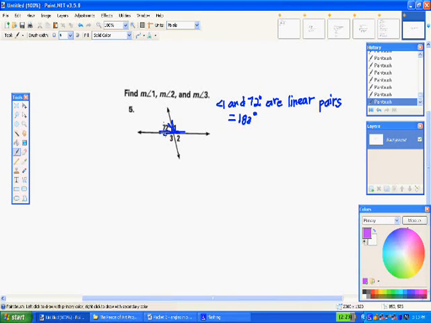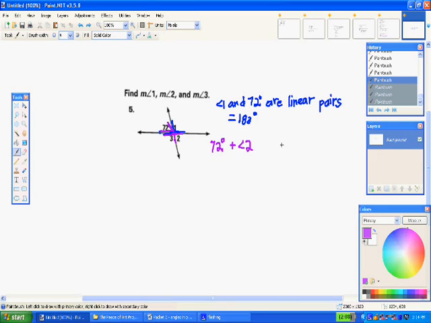Another thing that I notice here is that the 72 degree angle and angle 2 right here form an X together, or are across from each other and are created by two intersecting lines. So in my mind, I know that the 72 degree angle and angle 2 are vertical angles.